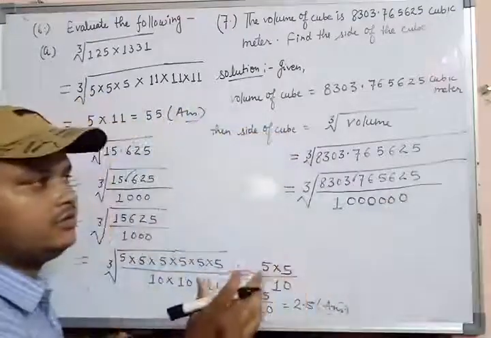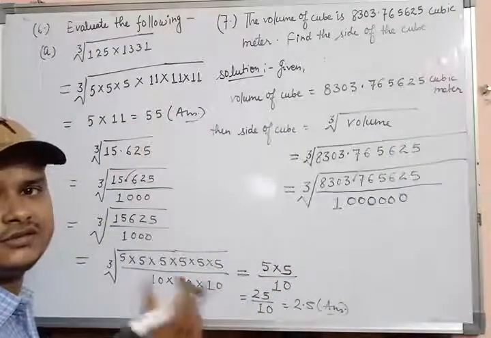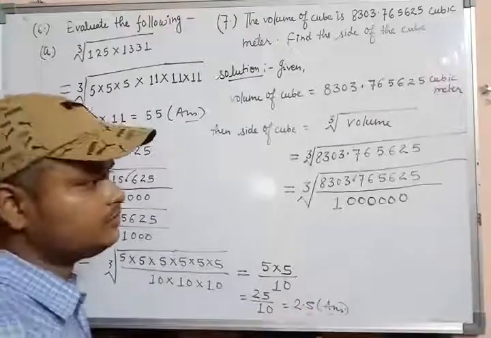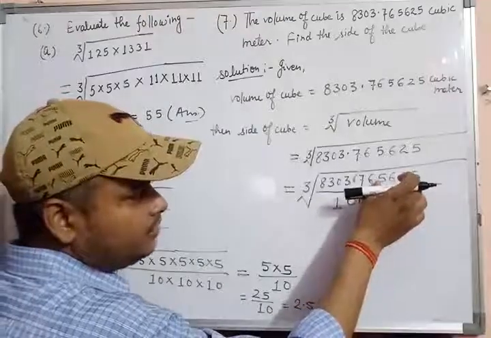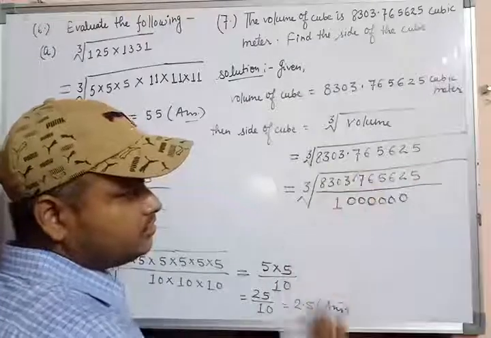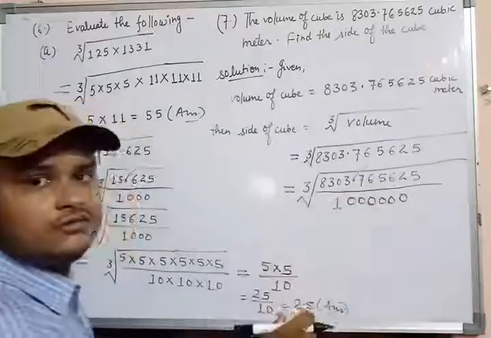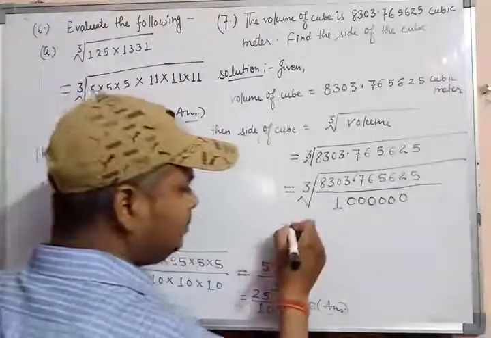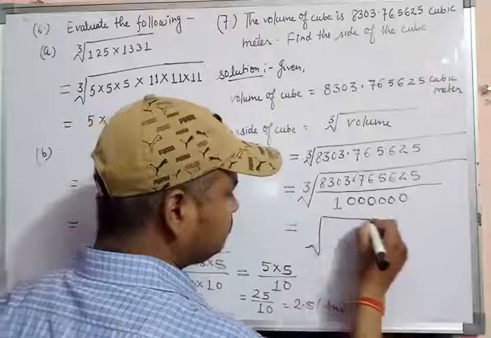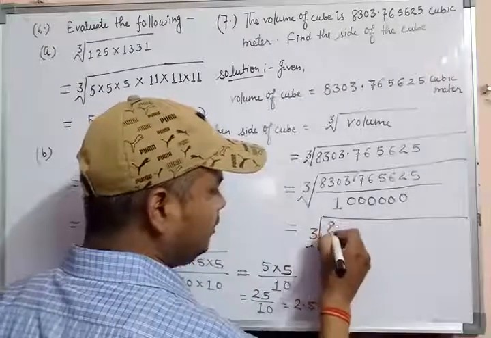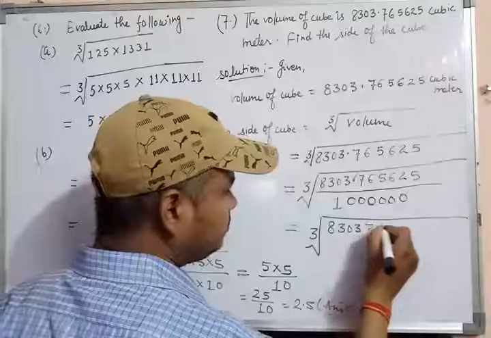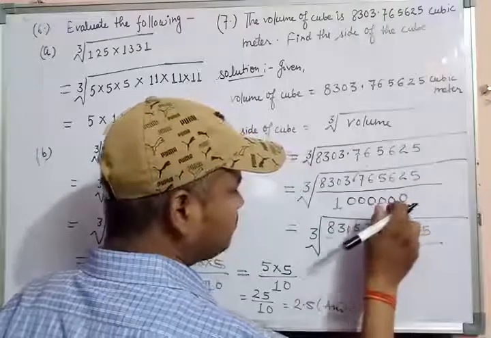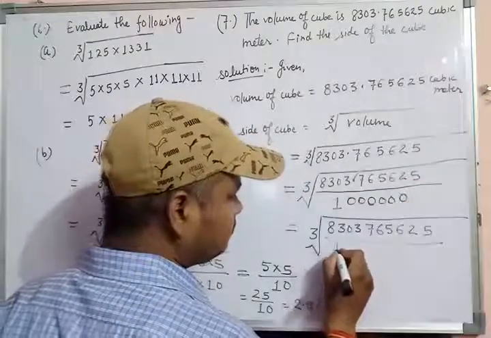Okay. So student, this process you have studied in class 7th also, in the decimal chapter, how we can remove the decimal. You have to put zeros according to the number of digits after the decimal. Okay, now we can write 8303765625 upon 1, 10, 100, 1000, 10,000, lakh, 10 lakh.